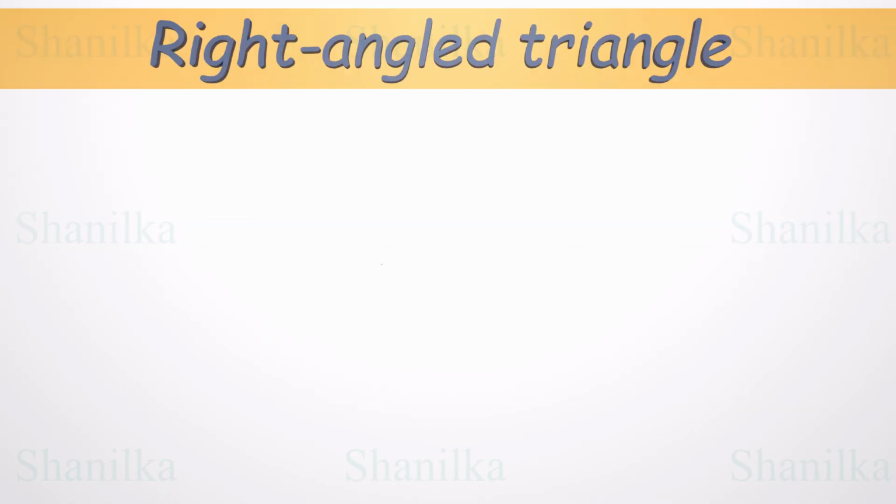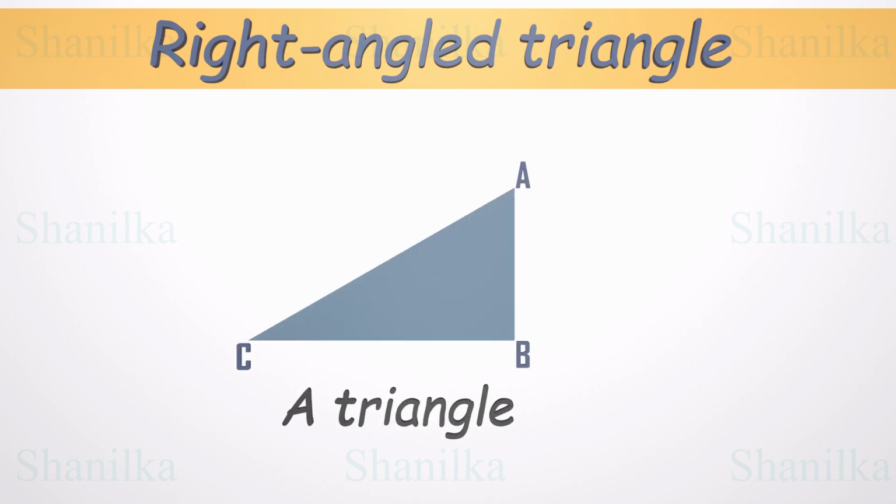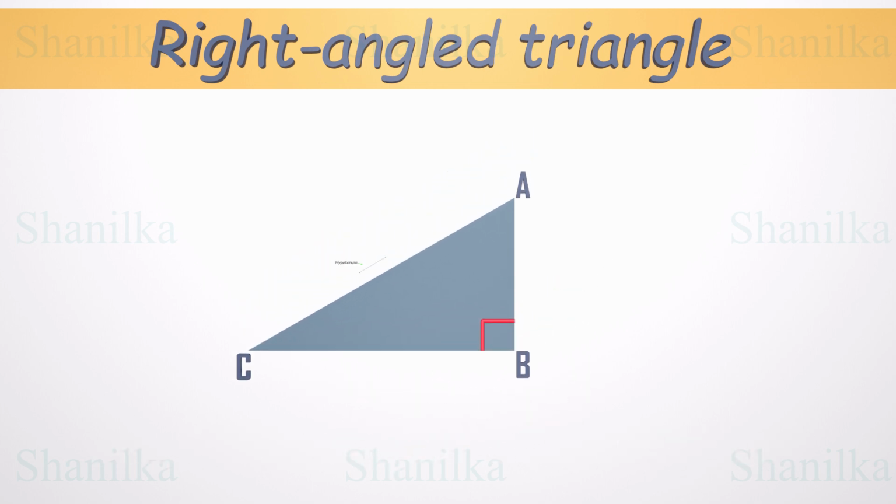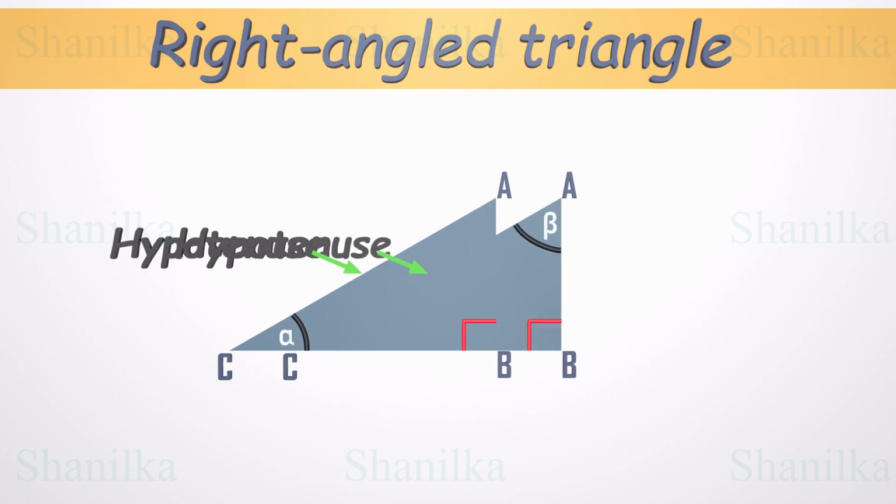First, let's talk about right-angled triangles. A right-angled triangle is a triangle with one of the angles at 90 degrees. We indicate it by using a little box sign. The side opposite the right angle is the longest, referred to as the hypotenuse. The other two sides are labeled with respect to the reference angle.